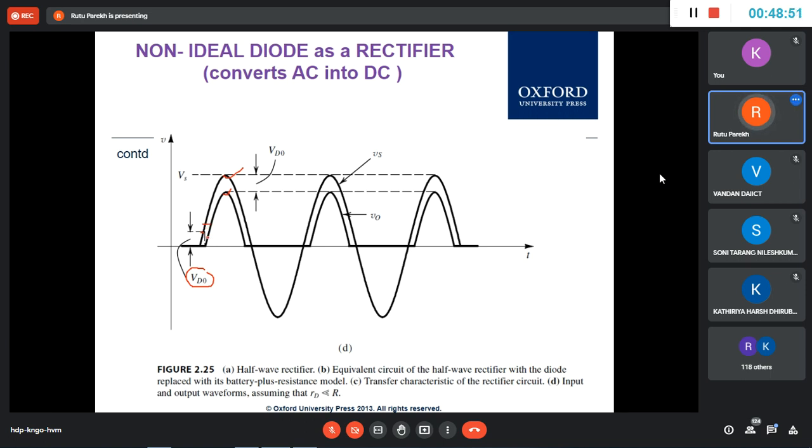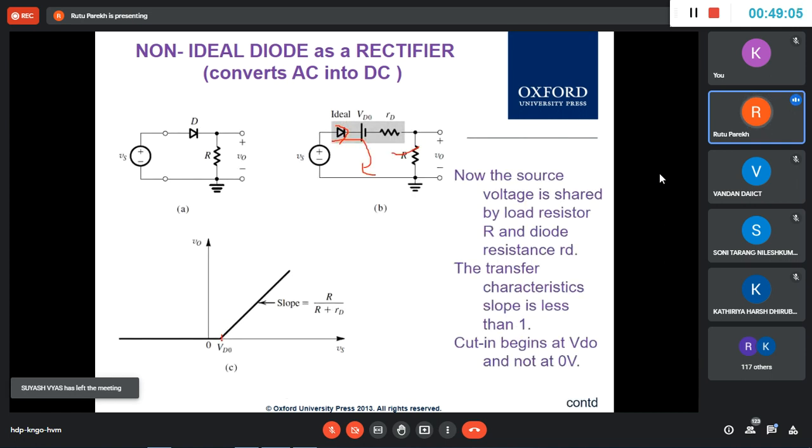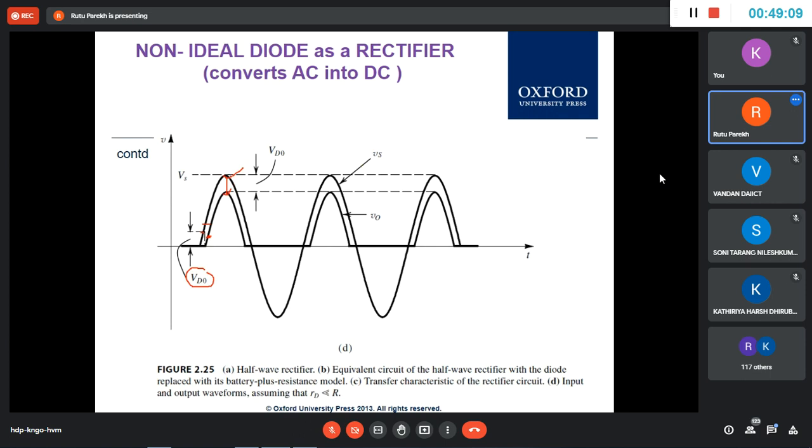So this is the diode, and this is the voltage of the output. That difference prevails for the peak also. From here to here, that is this VD0, this difference remains. Then it is not conducting for the negative half.